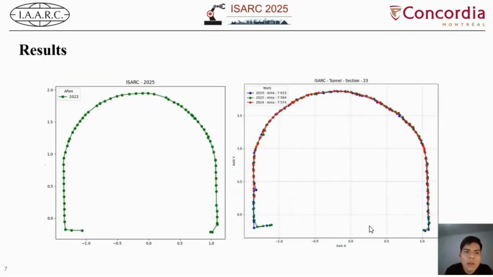On the left, you will see the contour of 2022, and on the right, you see the three contours. In this case, I only put the following image, which is section 23. We create sections every 10 centimeters, in almost probably less than 10 minutes. That was the aim of our research: how do you automate that process?